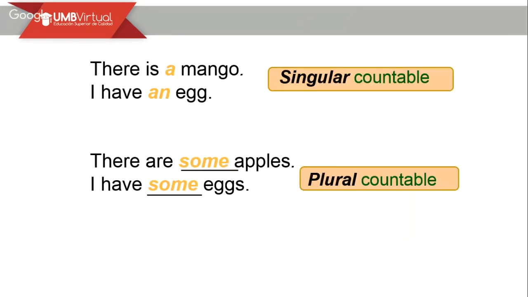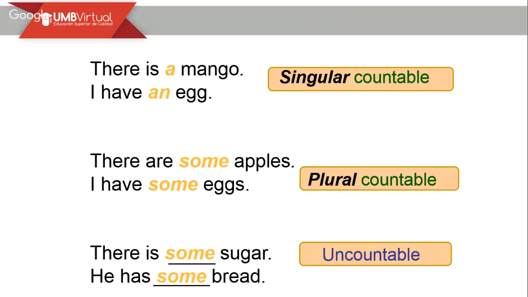Right here, let's see more examples. So there is a mango, singular and countable, and I have an egg, singular, countable. Entonces tenemos la diferencia. Sonido de consonante M and sonido vocálico A, right? That's going to be the difference. Plural countable, as we have it. There are some apples and I have some eggs.